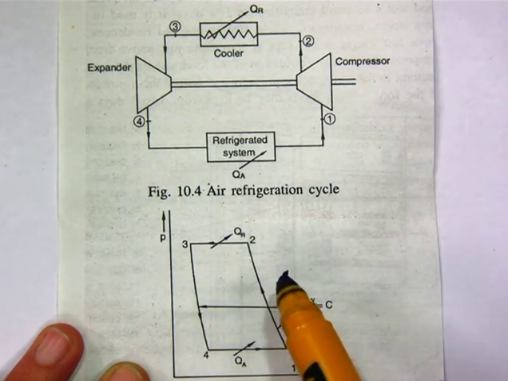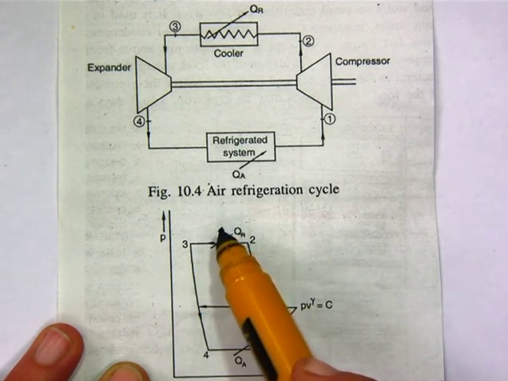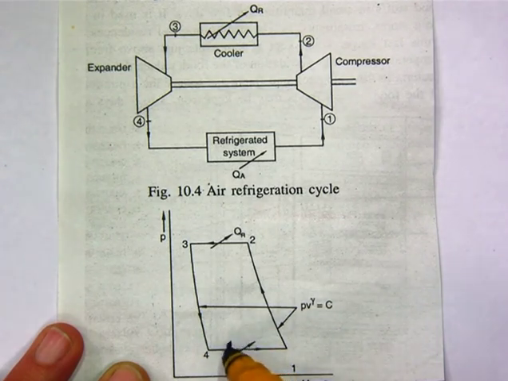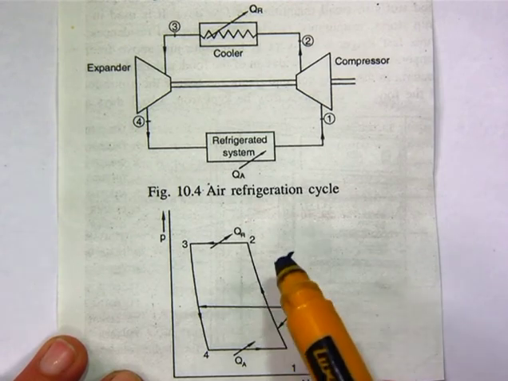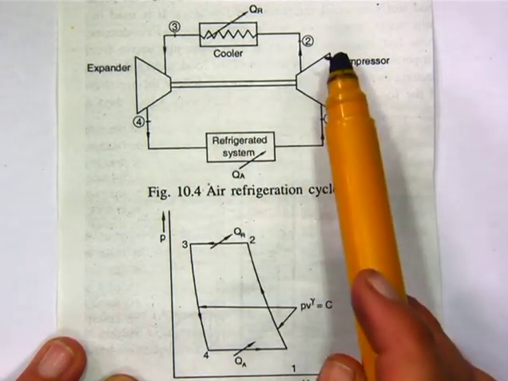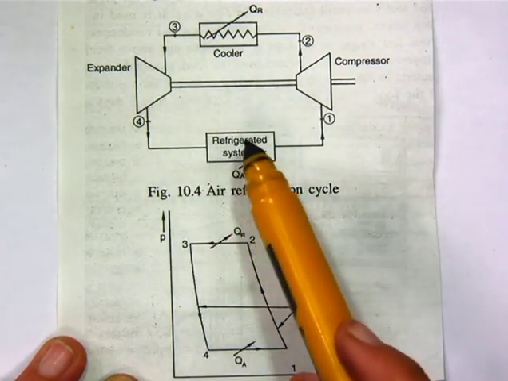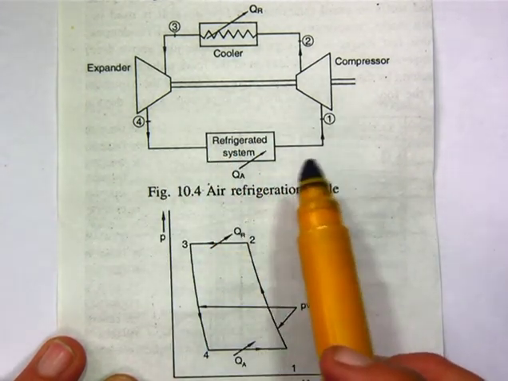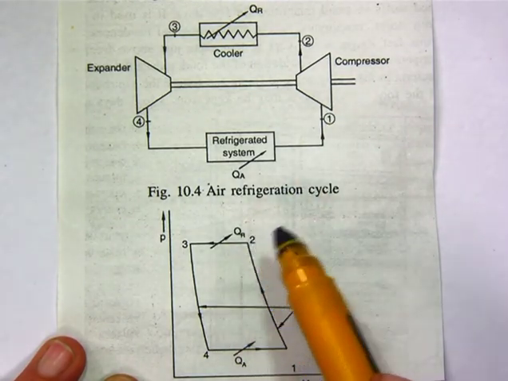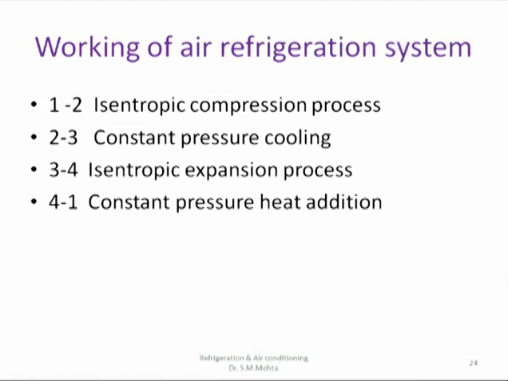Two isentropic processes, that is isentropic compression, constant pressure cooling, isentropic expansion, constant pressure heat absorption by the air as a refrigerant. So air refrigeration is working on the Bell-Coleman cycle, and there are four main components: compressor, cooler, that is heat exchanger, expander, and refrigeration system. So I think you will have a better idea about the air refrigeration system, which works on the Bell-Coleman cycle with air as a refrigerant. We have seen isentropic compression, constant pressure cooling, isentropic expansion, and constant pressure heat addition.